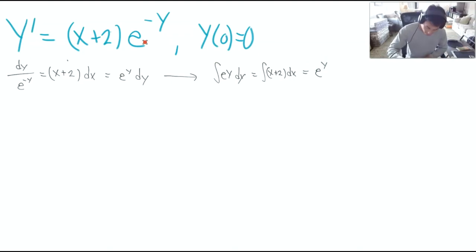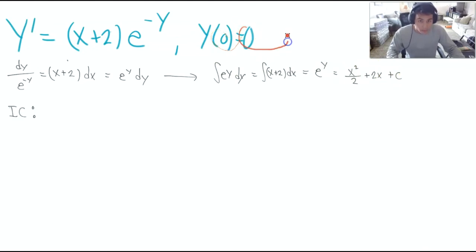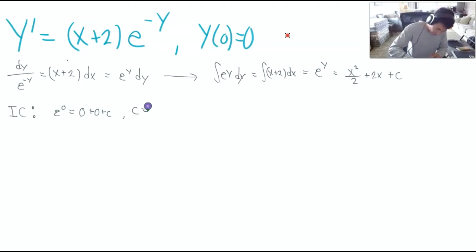That is also equal to x squared over 2 plus 2x plus some constant c. I like to add the constant to the side of x because I want y explicitly by itself. But before I do that, why don't I find what that c is? Maybe make my life a little bit easier. So applying initial conditions where y and x are both 0, that's what this is telling me. So I'll have e to the 0 is equal to 0 plus c. And we can see that c is equal to 1.